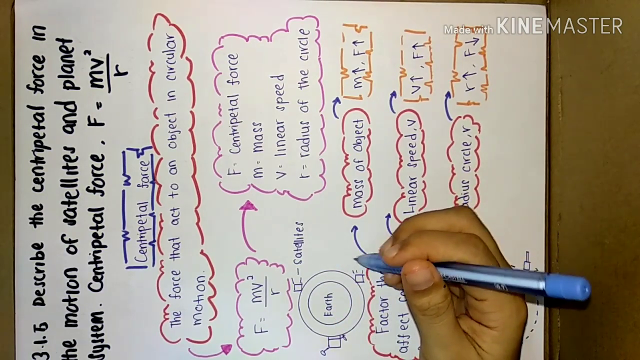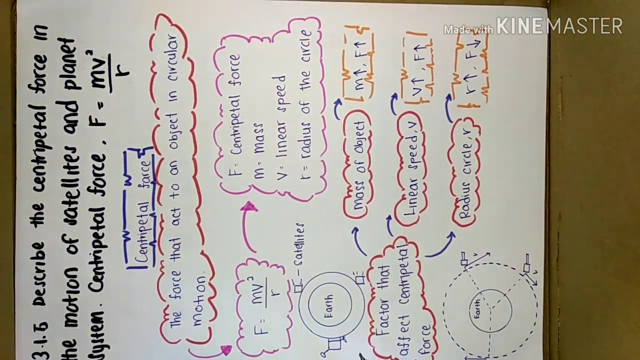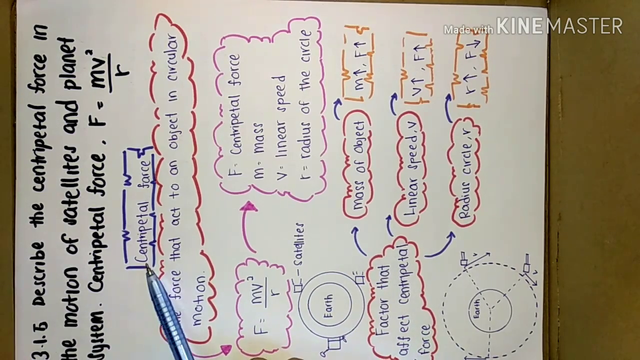Okay, so a body moving in circular motion always experiences change in direction of motion, even though the speed is constant. Okay, maknanya jika satelit ni bergerak mengelilingi Earth, maknanya direction dia akan berubah, sekejap dekat sini, sekejap dekat sini, sekejap dekat sini. Correct? Even though the speed is constant. So therefore, the velocity of the body will change. A force is required to change the direction of motion of a body. The force that acts on a body moving in circular motion is called centripetal force.